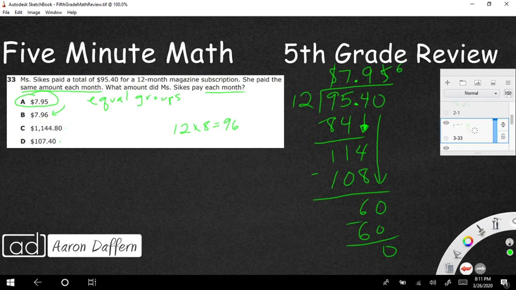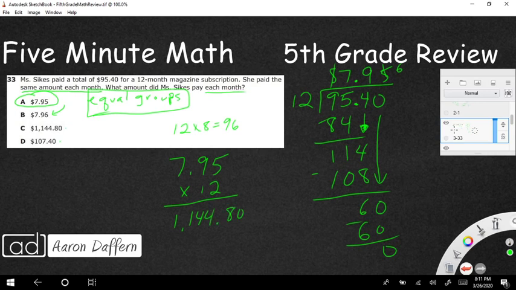Take a look at C. That number is so huge. $1,144.80. What that is, someone was looking at the equal groups that they see right here, the same amount each month, and they just chose the wrong operation. I won't do it for you because it'll take way too long. We did 3-digit by 2-digit multiplication last night, but if you did 795 times 12, guess what you'll get? 1,144.80. So someone did all that work, they used the wrong operation, and that's how they get this right here.